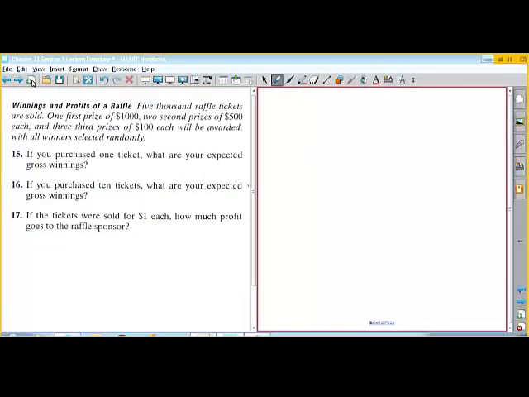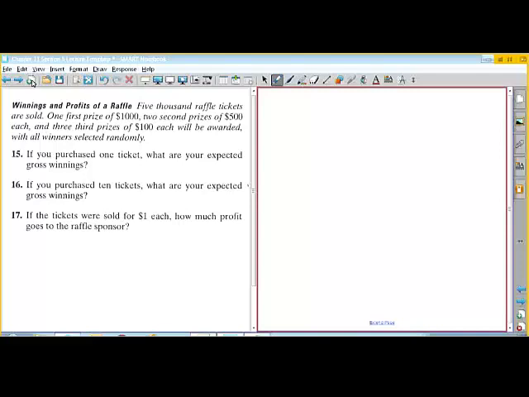So let's look at another one, kind of the same way. 5,000 raffle tickets are sold. There's one first prize of $1,000, 2 second prizes of $500 each, and 3 third prizes of $100 each will be awarded, with all winners selected randomly. If you purchase 1 ticket, what are your expected gross winnings? If you purchase 10 tickets, what are your expected gross winnings? If the tickets were sold for $1 each, how much profit goes to the raffle sponsor?